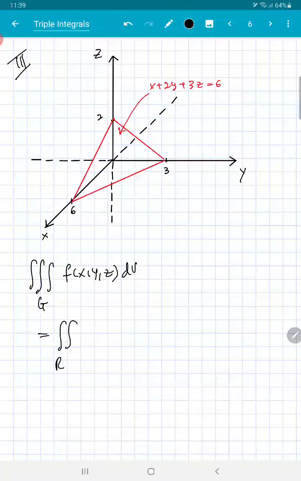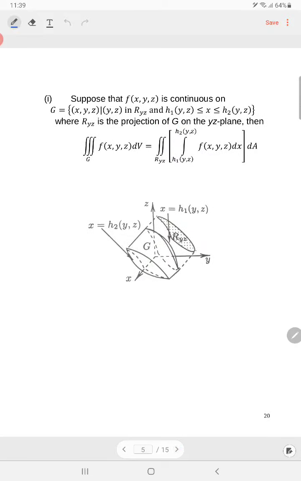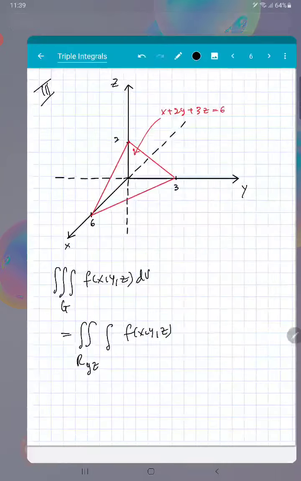So the third would be we want to project this onto the YZ plane. If you refer to the theorem, the last one would be, so we want to project this onto the YZ plane. The order of integration should be x first, and then your dA here can either be dy dz or dz dy. Let's refer back to our problem here.